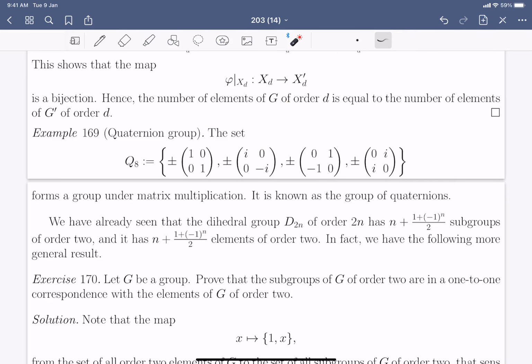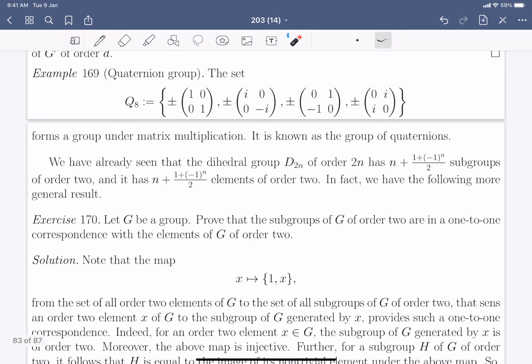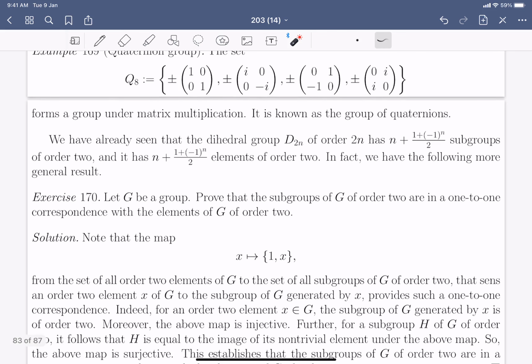Thus, if n is even, you end up getting n and along with one more element, right? This is 1 plus minus 1 raised to n over 2, which is 1 when n is even. So you end up getting these many elements of order 2. And when n is odd, you just end up getting exactly n elements of order 2. And we have also seen that this is precisely the number of subgroups of order 2. So the number of elements of order 2 and the number of subgroups of order 2 for this dihedral group D2n coincide.